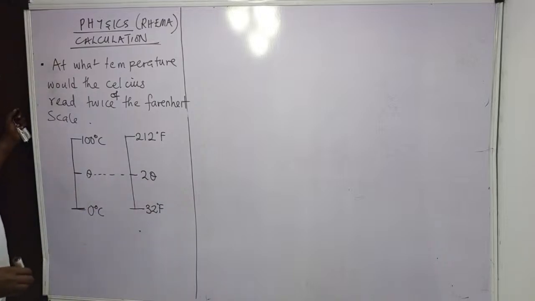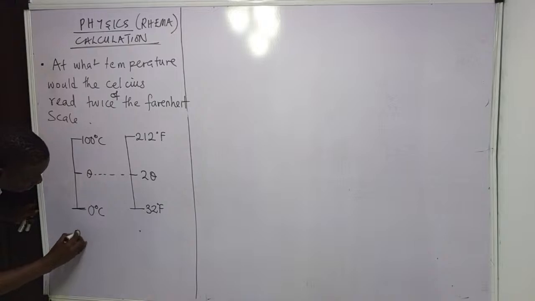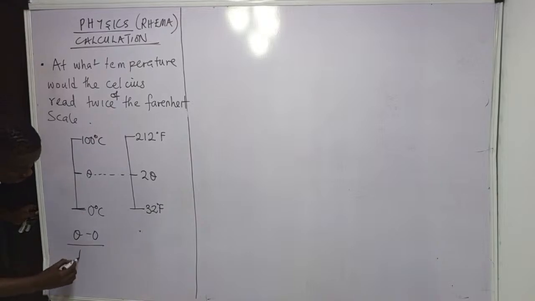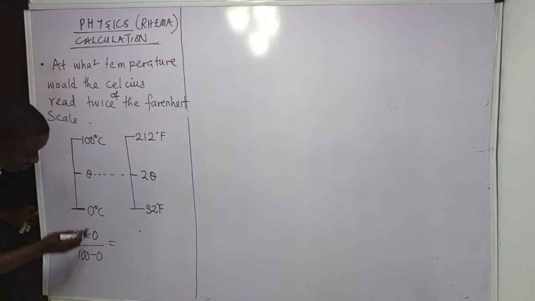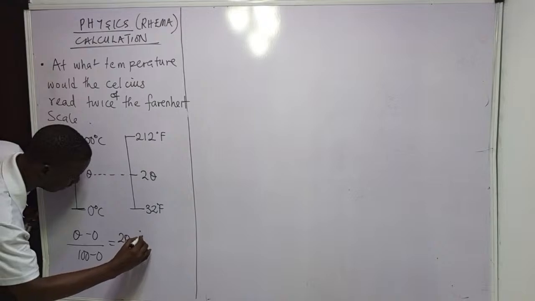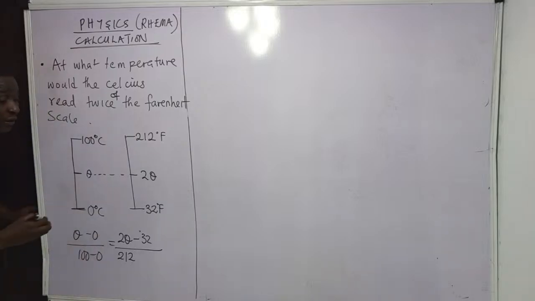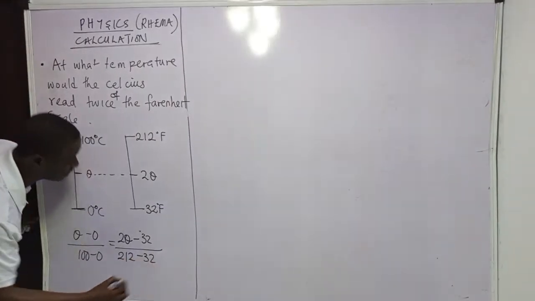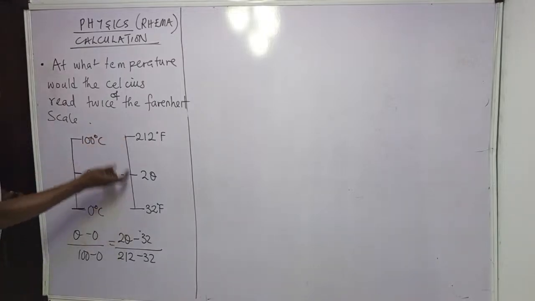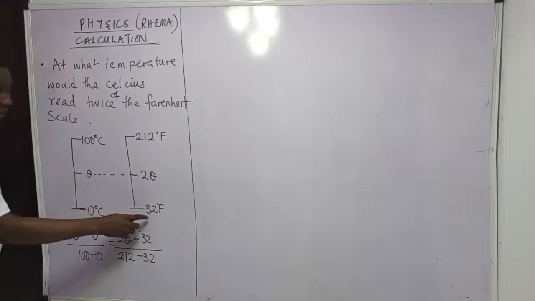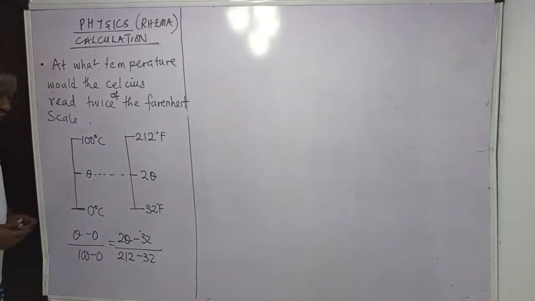Let's solve. We can have theta minus 0 over 100 minus 0. You compare this minus this. Then 2 theta minus 32 all over 212, the upper fixed point of the Fahrenheit scale, minus 32. That means the fundamental interval of the Fahrenheit scale is 180. The fundamental interval is the difference between the upper fixed point and the lower fixed point. For the Celsius scale it is 100.